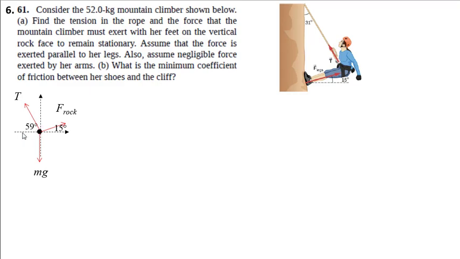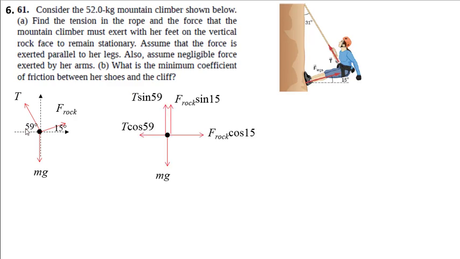So now what I've done is I've just made sure that I know the direction of these two vectors with respect to the horizontal. That way it's easy for me to break up my vector into components because I'm very used to saying, okay, the horizontal component gets the cosine. So I've taken this vector and broken it up into a horizontal component, T cosine 59, and a vertical component, T sine 59.